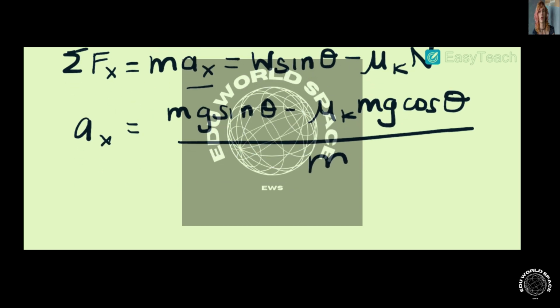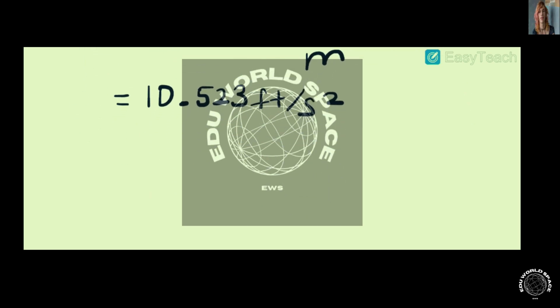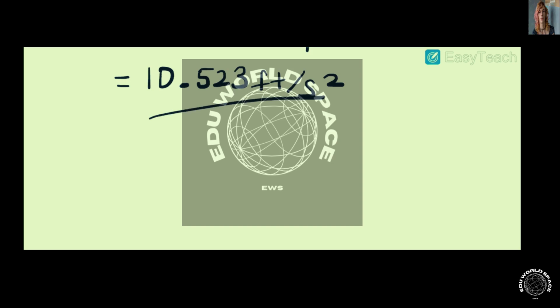Now we actually know all of these quantities. We know the mass and we know gravity. We also know theta is equal to 30 degrees. So this gives us an acceleration in the x direction equal to 10.523 feet per second squared. Now this is a constant acceleration, therefore we can apply and use our kinematic equations.